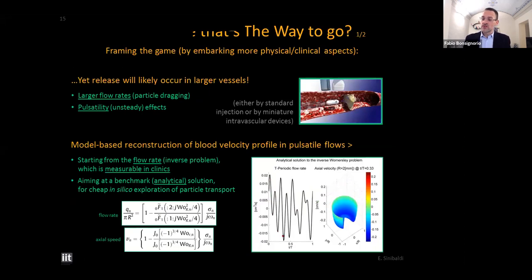But if you want to release those agents, either by standard injection or by state-of-the-art or future intravascular devices, you have to access larger vessels where you have larger flow rates, so dragging will be really effective for that. And also, pulsatility plays a role. For this reason, we derived a solution for pulsatile flows in cylindrical vessels starting from the flow rate. Indeed, talking with medical doctors, we understood that they can only estimate the flow rate, for instance, using MRI or Doppler. And so here, we were able to link the flow rate to the velocity passing through the gradient of the pressure. And using this solution was quite interesting because here it's an analytical solution.